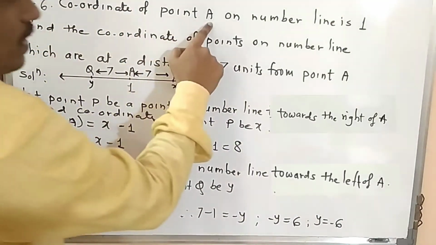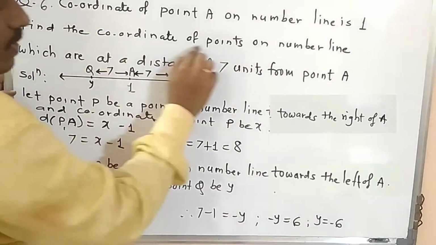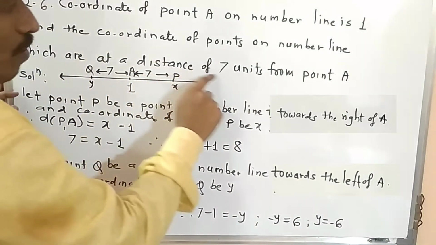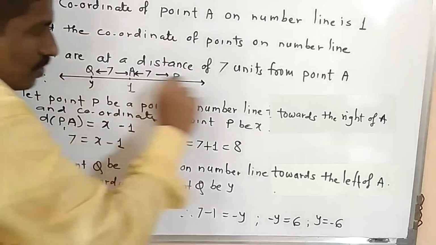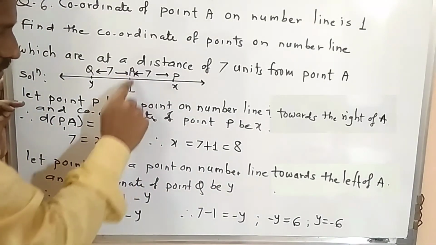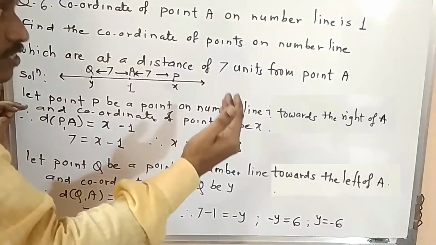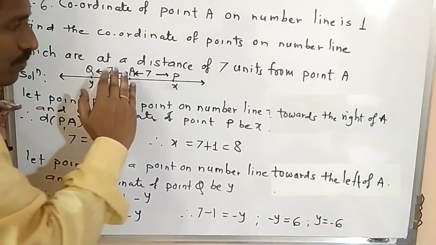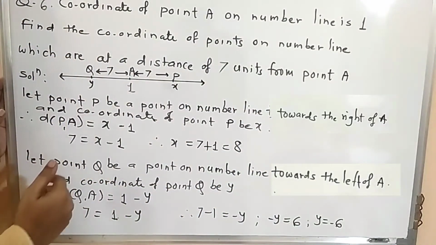Question number 6. Coordinate of point A on a number line is 1. Find the coordinate of points on the number line which are at a distance of 7 units from point A. Let this be a number line. A is any point. Coordinate of A is 1. So the points are at a distance of 7 units from point A. The point will be either on the right hand side or on the left hand side.